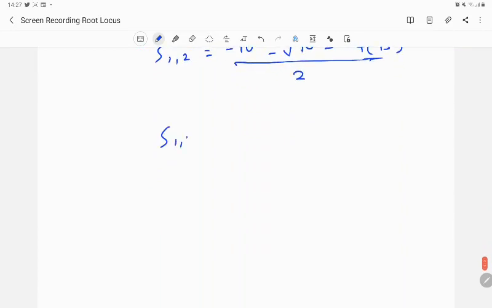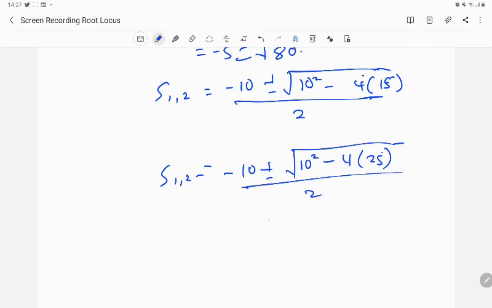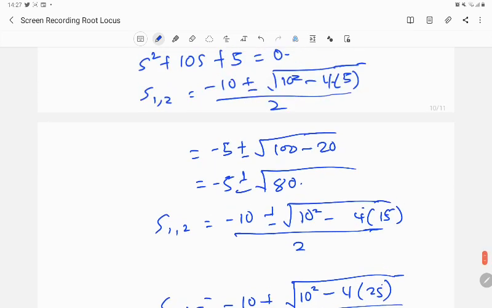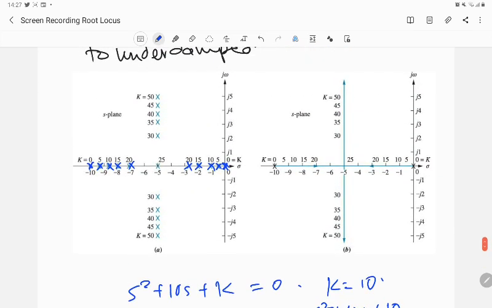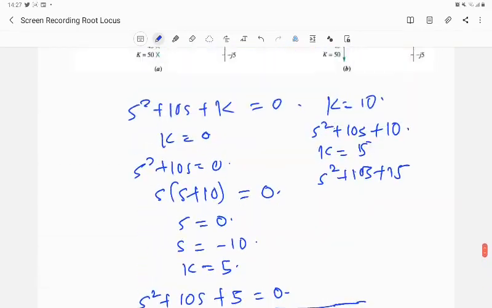So s equals minus 10 plus or minus the square root of 10 squared minus 4 into 25, all over 2. That will give you minus 10 plus or minus 0, and that's going to give you minus 5. In that case, you see that minus 5 is a repeated root, so what do we have there? We have a critically damped system.